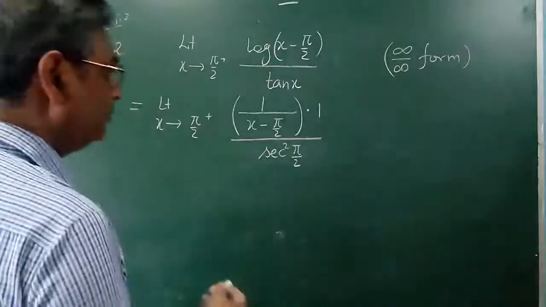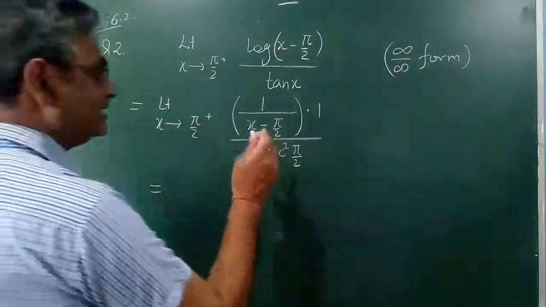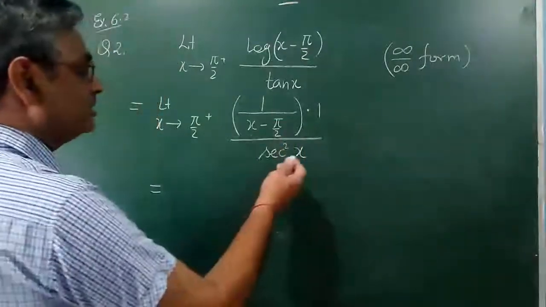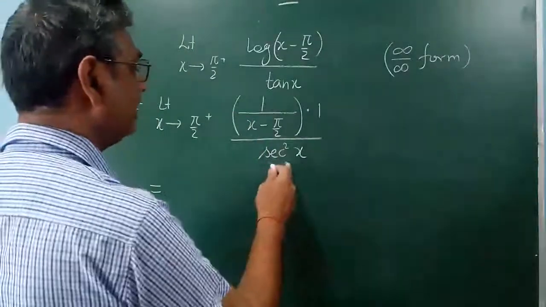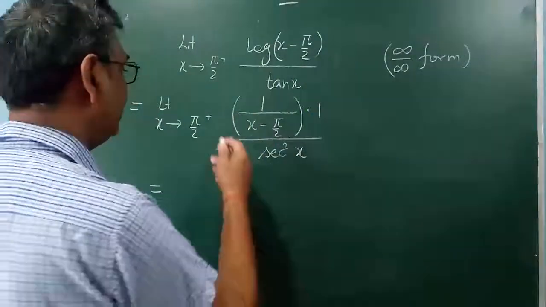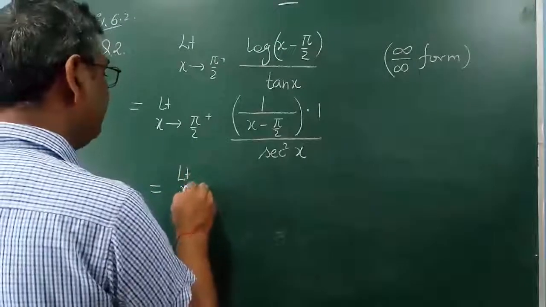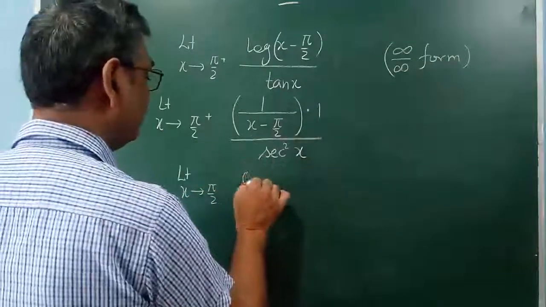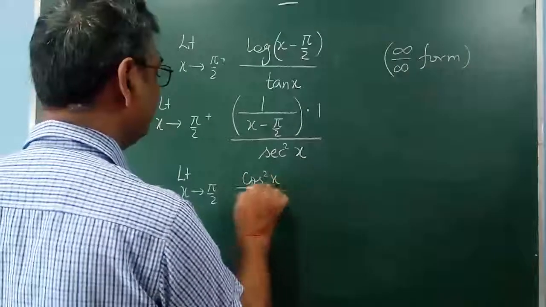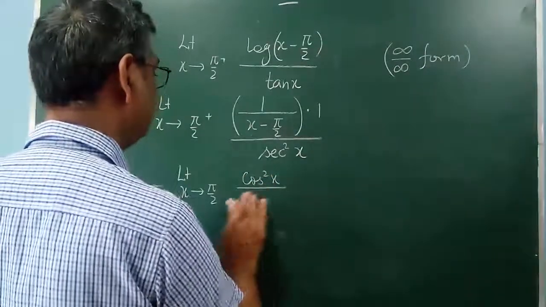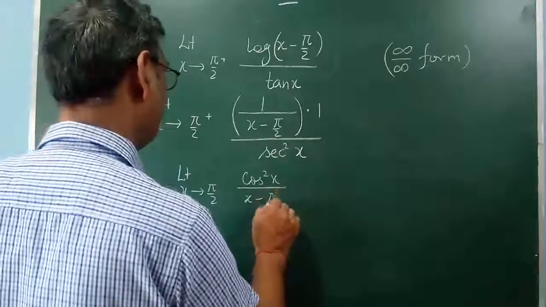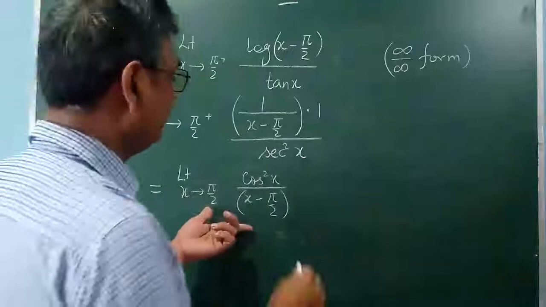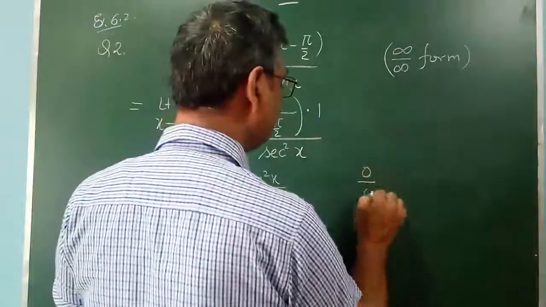Now what can we do again? So this is sec square x, not pi by 2, sorry, this is x. So sec square x is what? Sec square x is 1 by cos square x. So we can write this as limit x tending to pi by 2 cos square x upon x minus pi by 2. Now this is of which form? This has become 0 by 0 form.